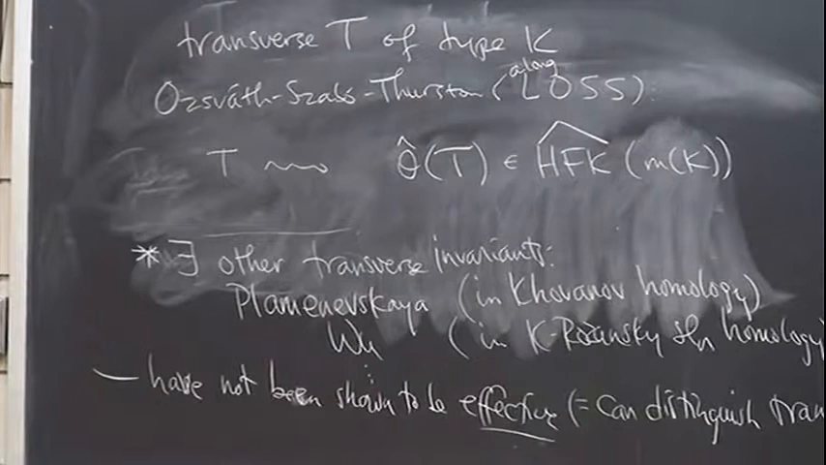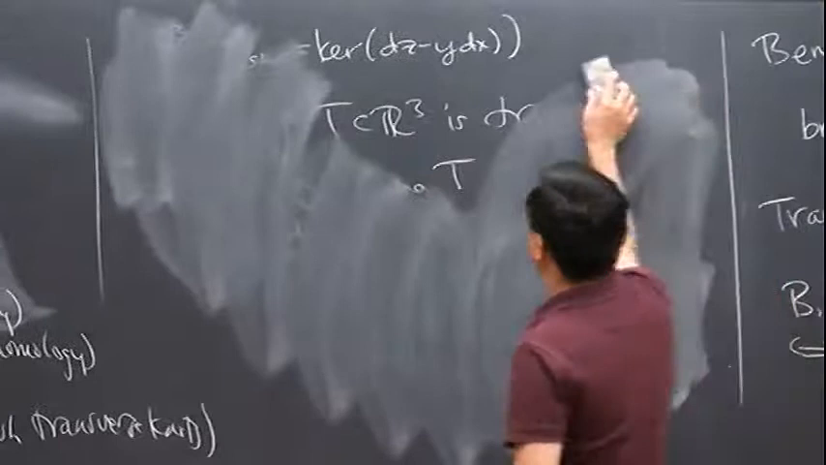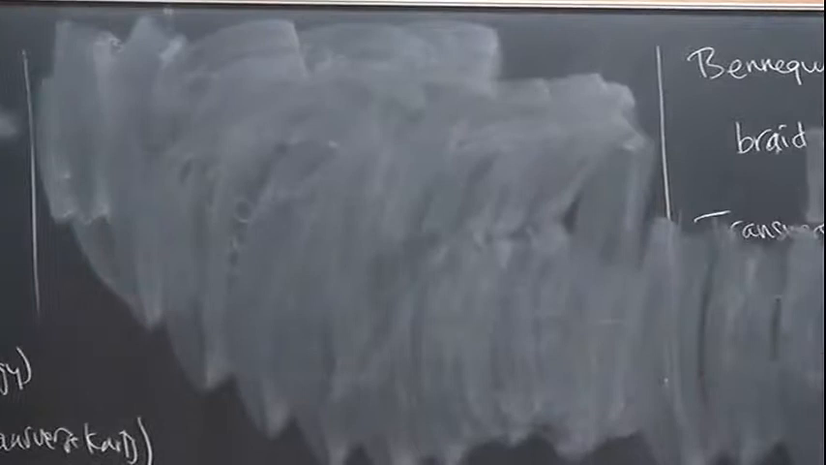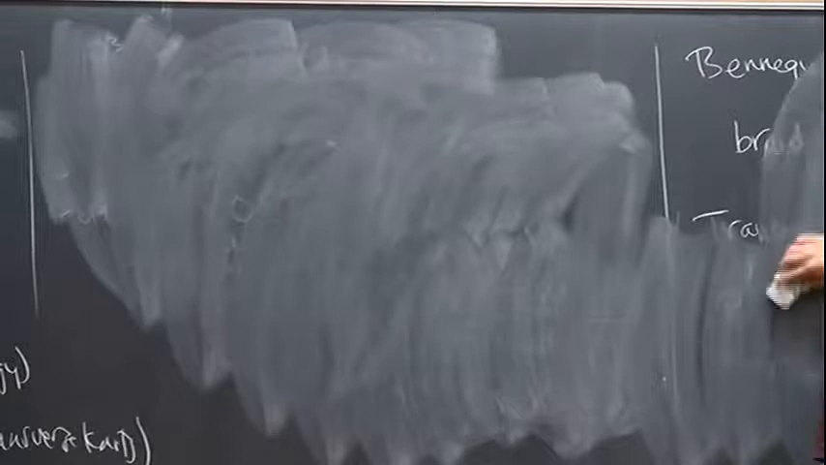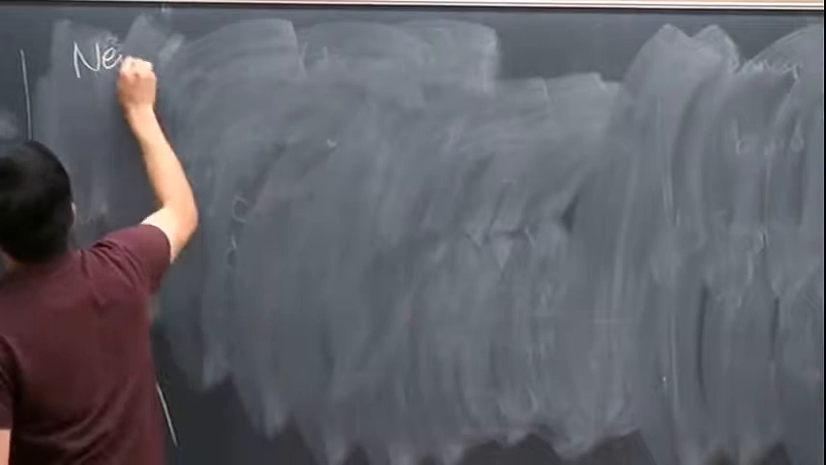So what I want to do is describe a new transverse invariant. And again, this is going to be fairly hand-wavy, so I'll just give you an overview, and then I'm happy to fill in details of various things afterwards. The new invariant that I want to describe is something of a slightly different flavor. And so let me just set up some notation.